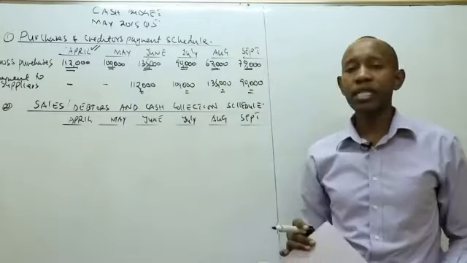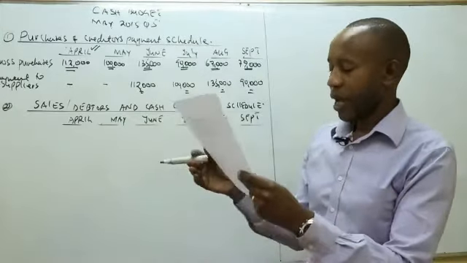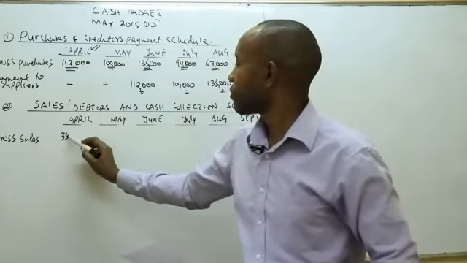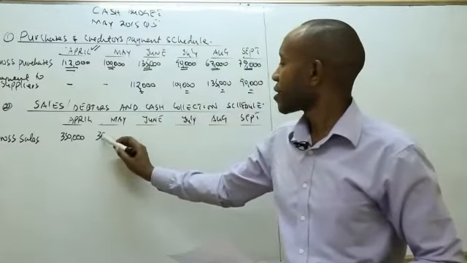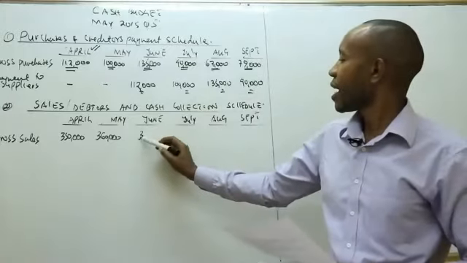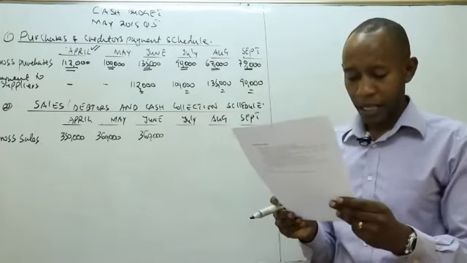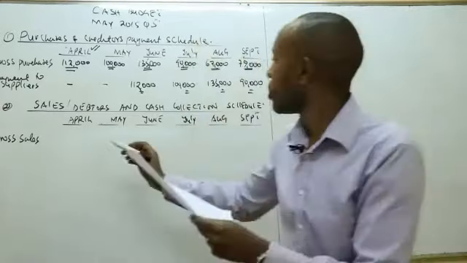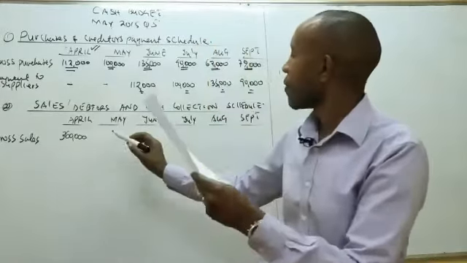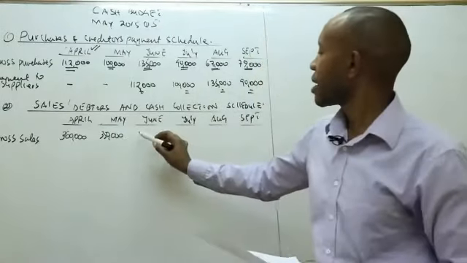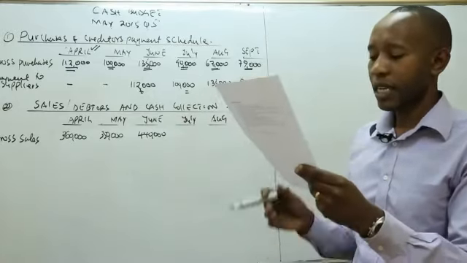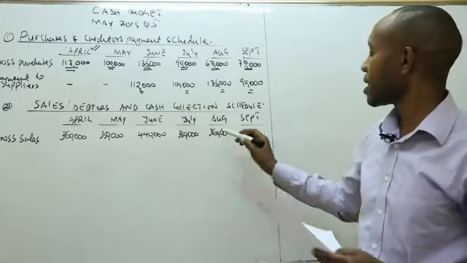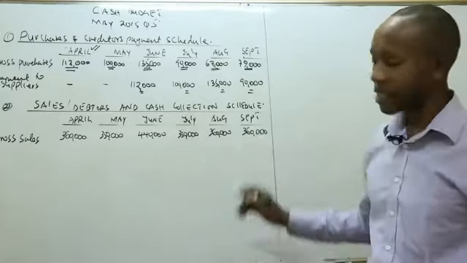Now, let me have my gross debtors or my gross sales. So we have the gross sales here, which will be 350,000. Then next, we have 360. Then we have 360 again in June. This one was 360, 350. Okay. Pardon me for that. This is 360. And then we have a 350. The next is 440. And then we have 350. And this was 360. And this is 360.